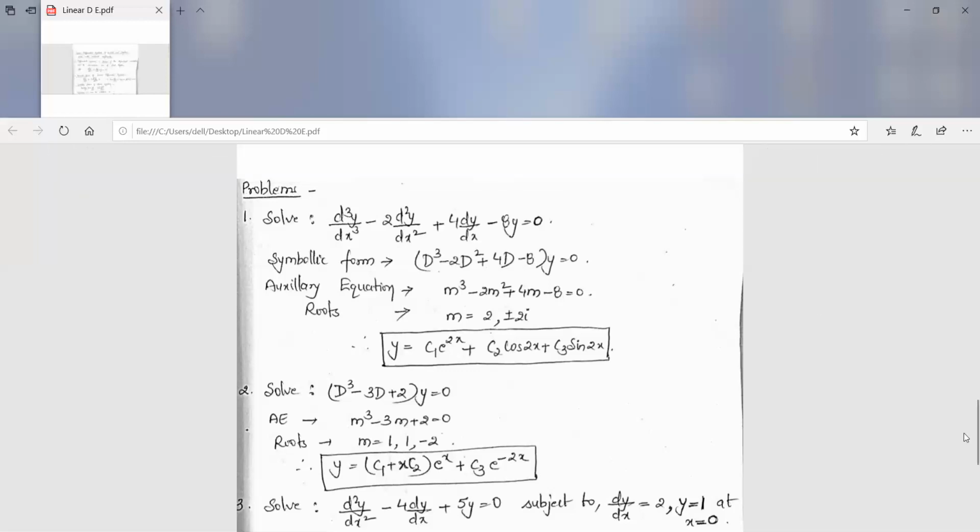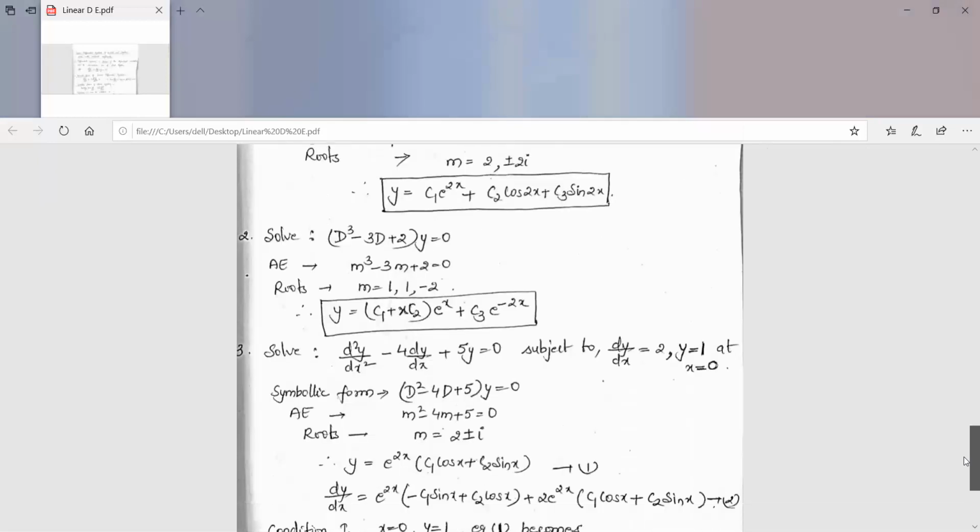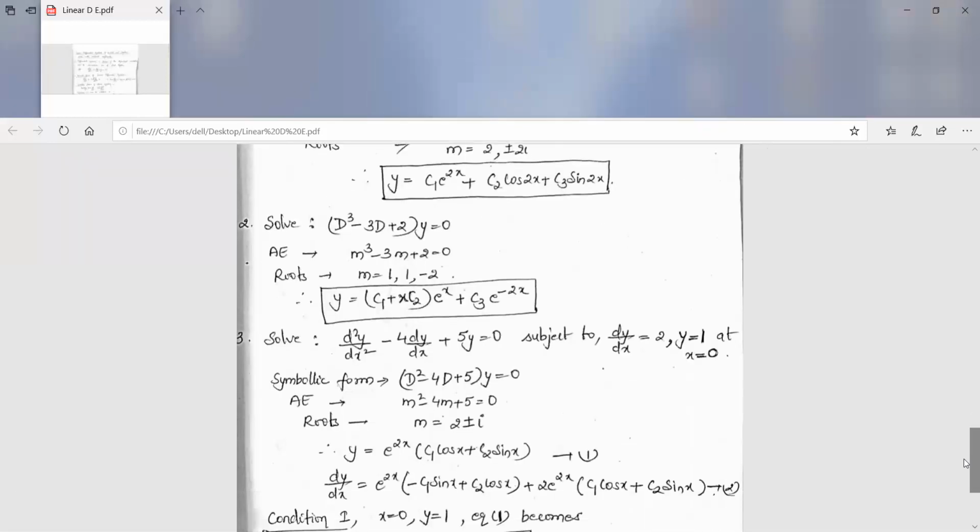Moving on to the next problem. D cube minus 3D plus 2, y equals 0, which is already written in symbolic form. So directly we can write down the auxiliary equation, m cube minus 3m plus 2 equals 0. Again a cubic equation. First we'll find out the roots of this equation. The roots are m equal to 1, 1 and minus 2.